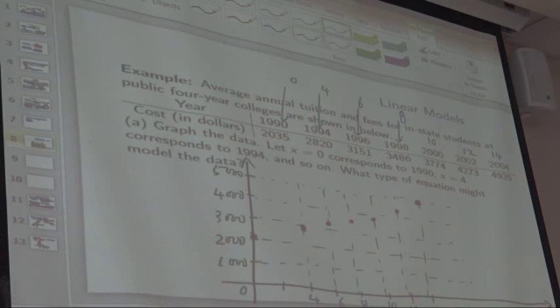So when you draw that, well, let's use this one. We may get something like this kind of line. We can make a curve, but usually the curve is a lot more complicated. If we just use a straight line, then it may be a good model for this data set.